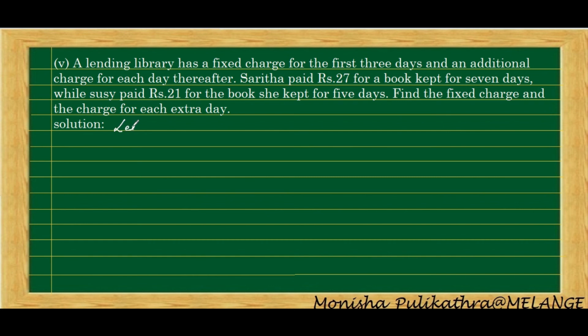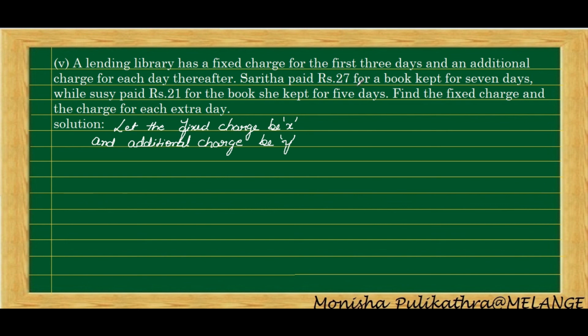So let the fixed charge be x and the additional charge be y. Whatever is unknown, we have to give some variable to it. So let the fixed charge be x and the additional charge be y. So next, read the question again.